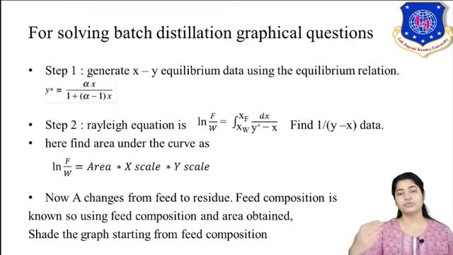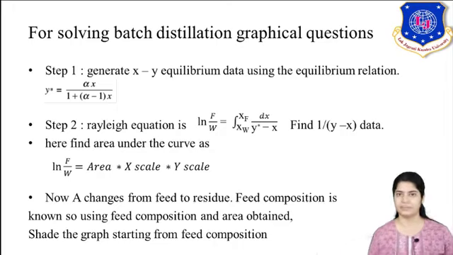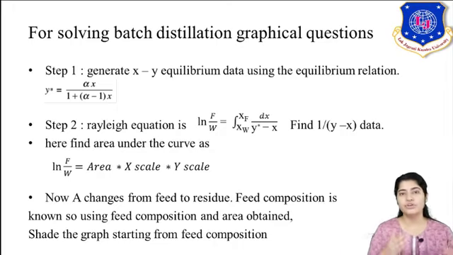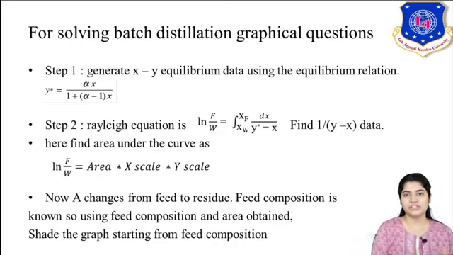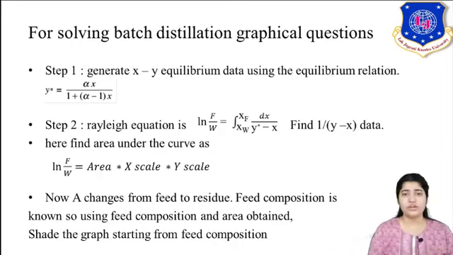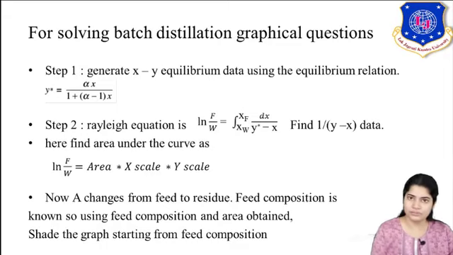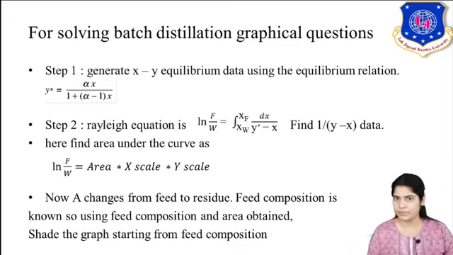From feed to residue, how much has been separated out? So how will you solve this, how will the area under the curve give you the answer? Now see, A changes from feed to residue, right? So your feed composition here is known. Feed composition is, of course, known. So using this feed composition, an area is obtained.